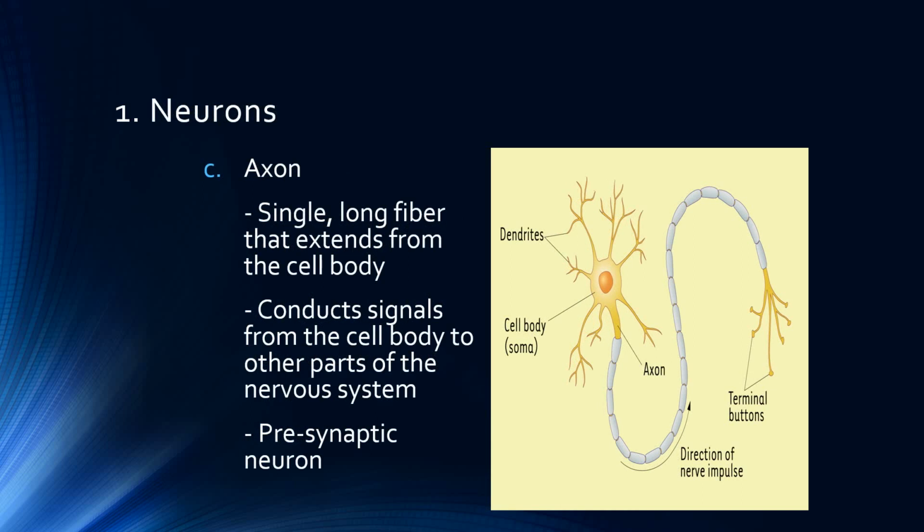The axon then is a single long fiber that extends from the cell body. It conducts signals from the cell body to other parts of the nervous system. This is associated with the presynaptic neuron. So again, this is on the beginning side of a synapse. Neurotransmitters are released into the synapse, which then bind with the dendrite in the postsynaptic neuron. Axons can be millimeters long to several feet long. So some of the longest axons will travel from the base of your spine all the way to the end of your toe. So it would be a single long neuron that travels the full length of your leg, transmitting information to and from your feet and your toes.